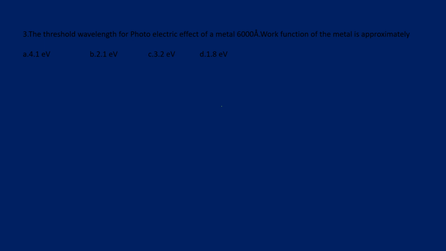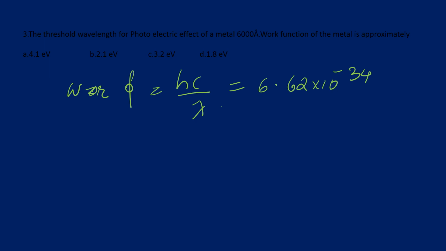The threshold wavelength for the photoelectric effect of a metal is 6000 angstrom. The work function of the metal is approximately? The equation for work function is W, or phi, that is hc by lambda. H is Planck's constant, whose value is 6.62 into 10 raised to minus 34, and c is the velocity of light, that is 3 into 10 raised to 8. You will get the answer in joule divided by lambda.